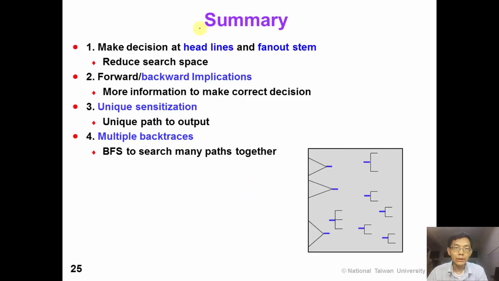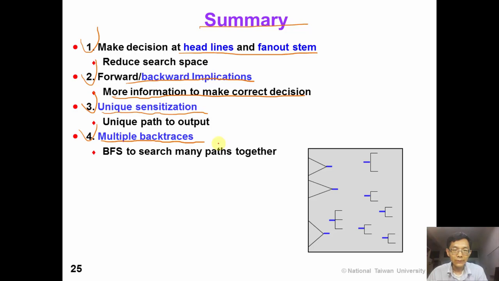So, in summary, in this video, we have learned four improvements of the FAN algorithm. The FAN algorithm makes decisions at headline and fan-out stem to reduce the search space. And the FAN algorithm performs both forward and backward implication to collect more information to make better decisions. And the FAN algorithm is aware of unique paths to the output. And finally, the FAN algorithm performs BFS multiple backtrace to search many paths at the same time.